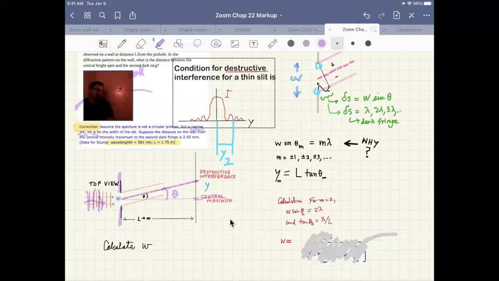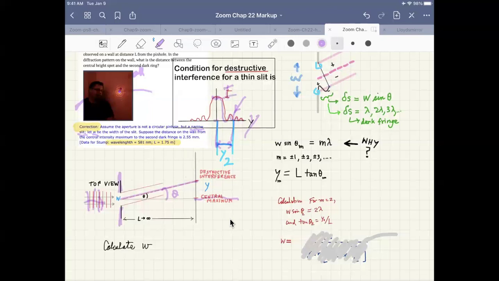The central position will be at maximum intensity. And then there will be alternating minima and maxima. And we want to look at the second dark fringe. So here's a graph of the intensity versus the height on the wall. The central spot is here, and then there's alternating dark and bright fringes. So we're looking for the second dark fringe here. So we're looking for this distance from the central spot to the second dark fringe.